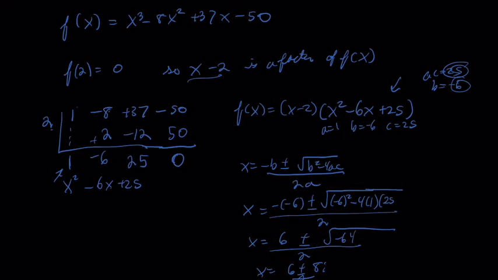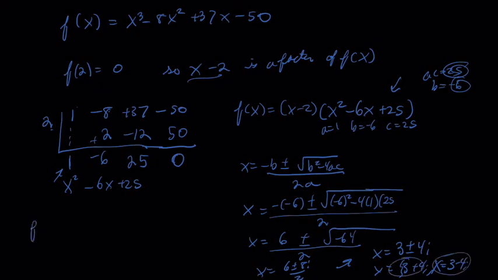So x equals 6 plus or minus 8i over 2. So I find that x equals 3 plus or minus 4i. So my x's factor into a 3 plus 4i and a 3 minus 4i. Those are my two possible x's.